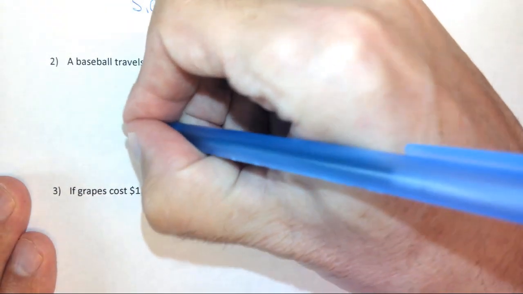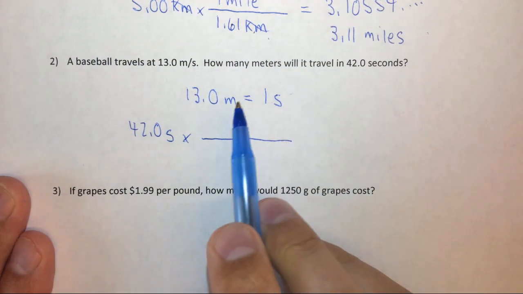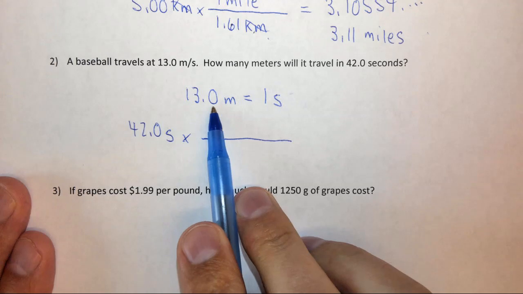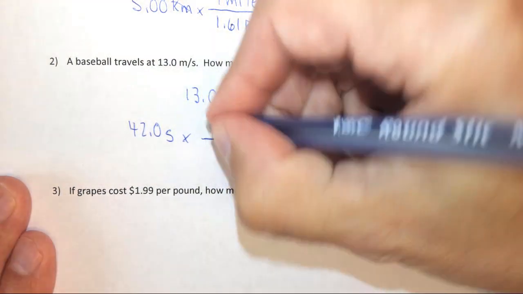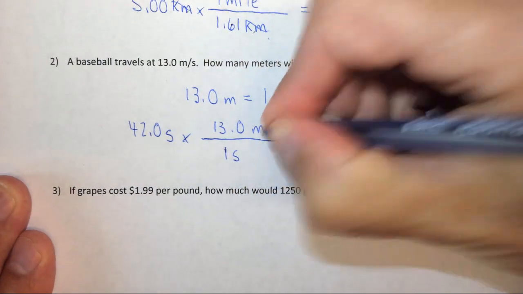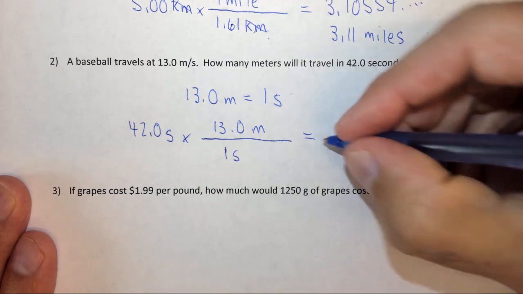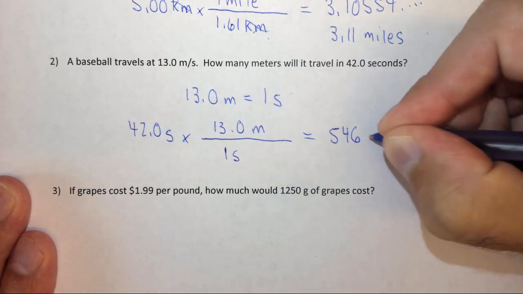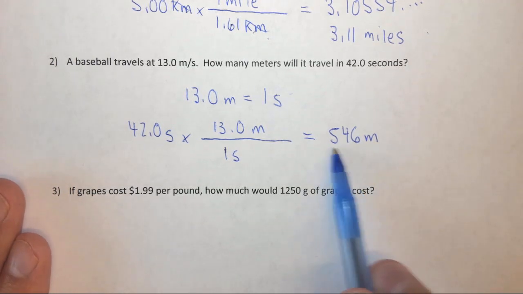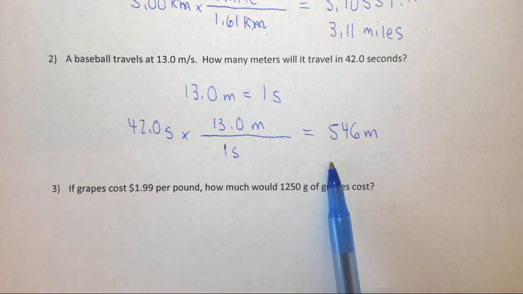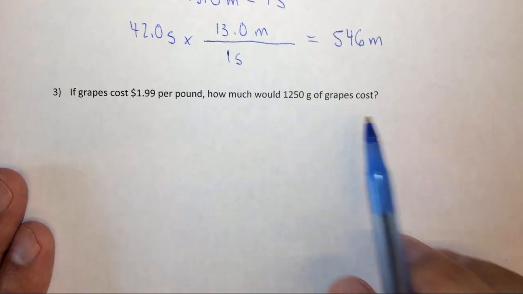Now, starting with 42.0 seconds, it's very similar to the first problem. Now we have to put one of these things on the top and one on the bottom. We want to put seconds on the bottom because we want seconds to cancel out. And we put 13.0 meters on the top. Multiply by the top, divide by the bottom, and in this case you get 546 meters, and just by coincidence your calculator gives you the correct number of significant figures. So that was lucky. All right, let's look at the last one. The last one is multiple step, but it's the same idea.